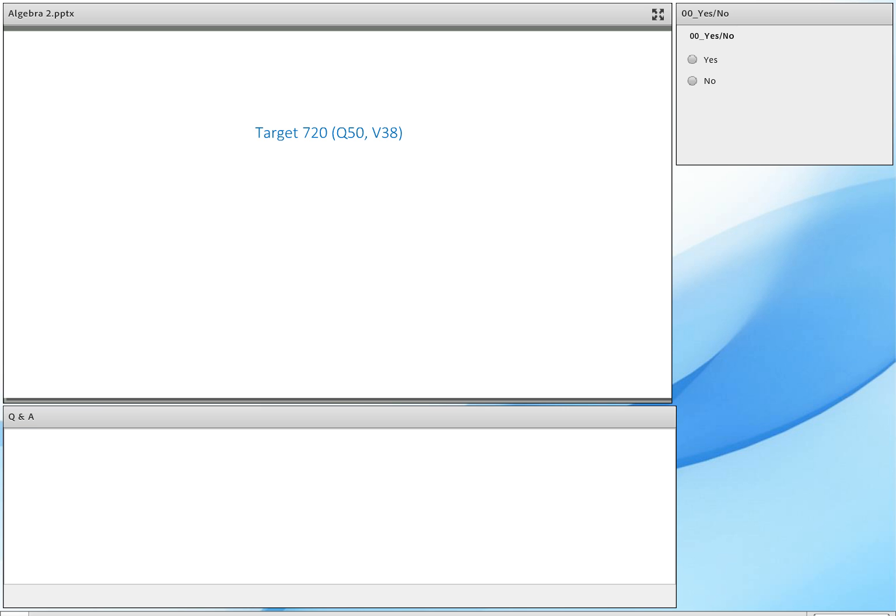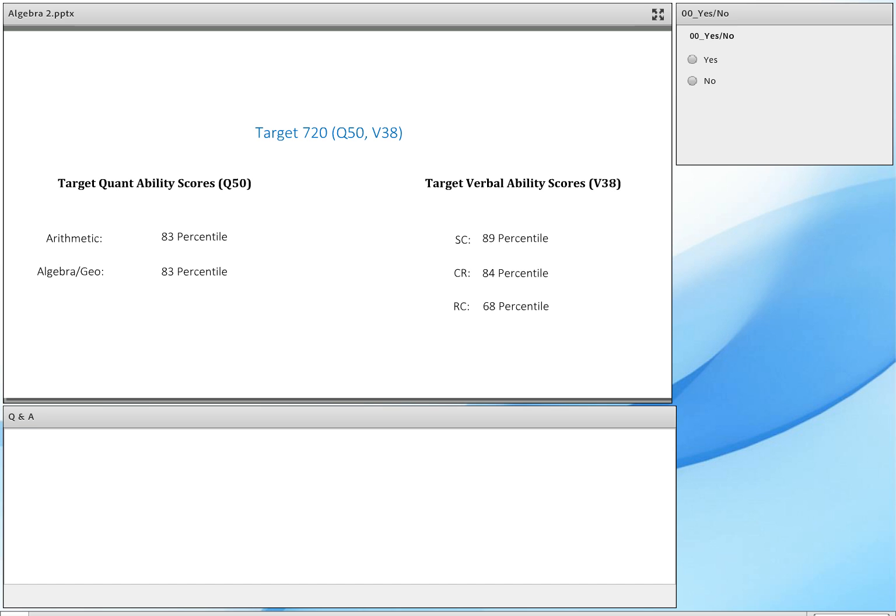For example, you can get to a Q50 in 3 different ways, and this GMAT Planner tool will enable you to discover these ways. Using this tool, let's say you decide that you're going to do well in both arithmetic and algebra. You're going to score an 83 percentile in both. Similarly, on the verbal side, let's say you've decided to ace sentence correction and do really well on CR and not focus as much on RC.